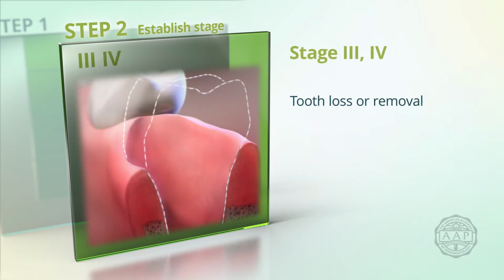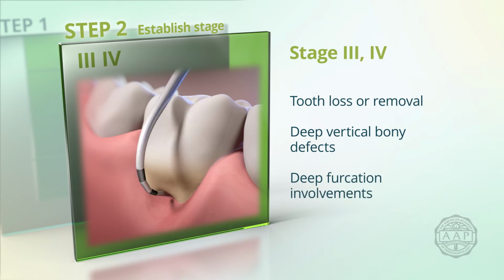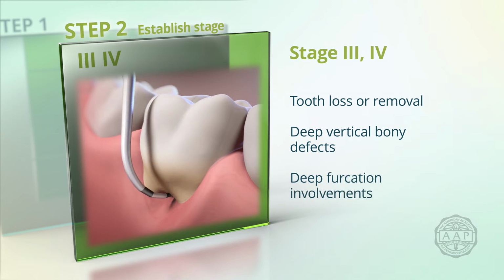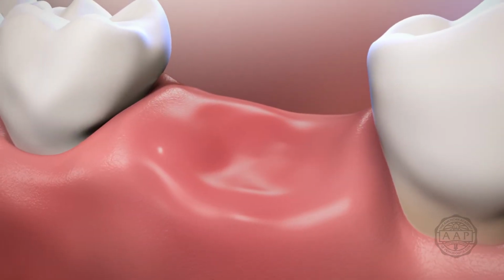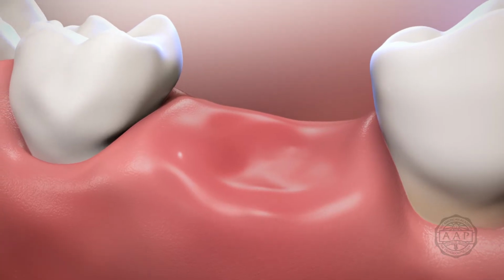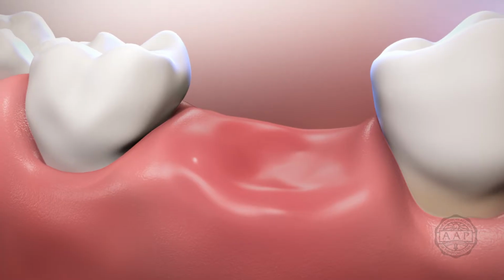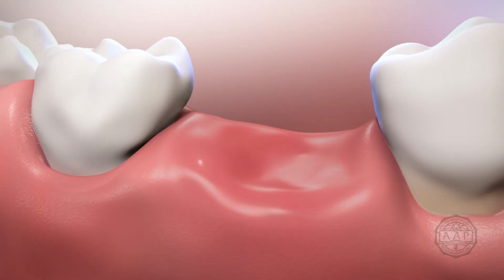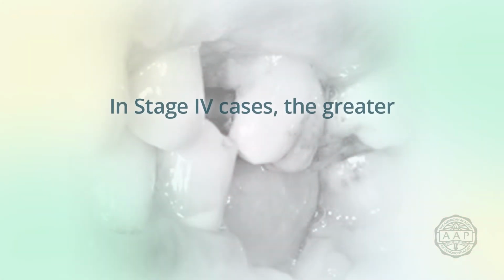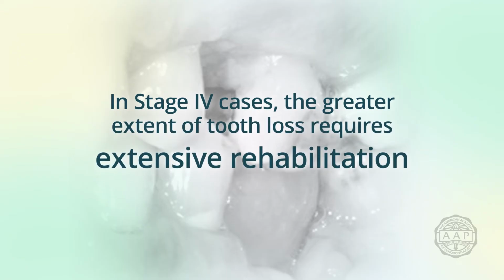If teeth were lost or planned to be removed due to periodontitis, or if deep vertical bony defects or deep furcation involvements are present, the patient has either stage 3 or 4 periodontitis. The distinction between stage 3 and 4 is determined either by the extent of tooth loss due to periodontitis or by assessing the complexity of the periodontal and overall treatment required. In stage 4 cases, the greater extent of tooth loss requires extensive rehabilitation.